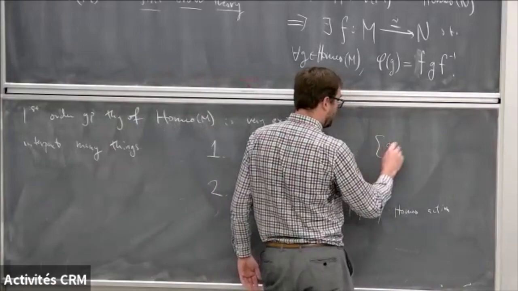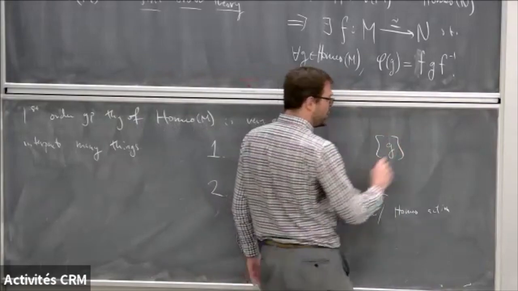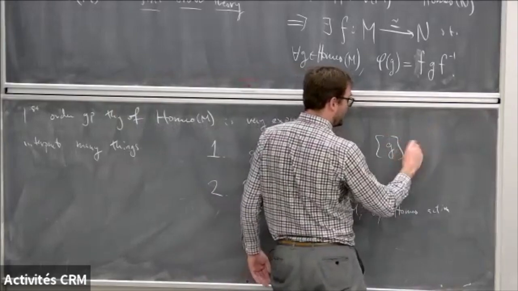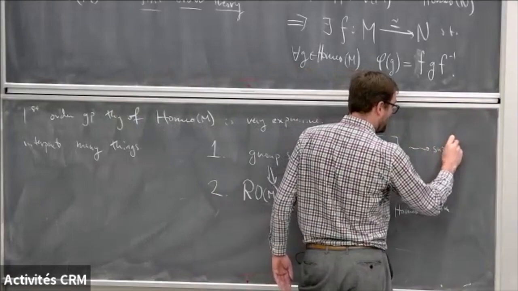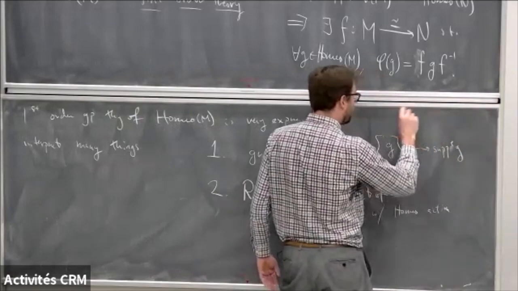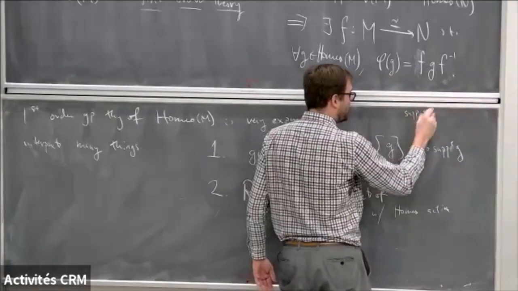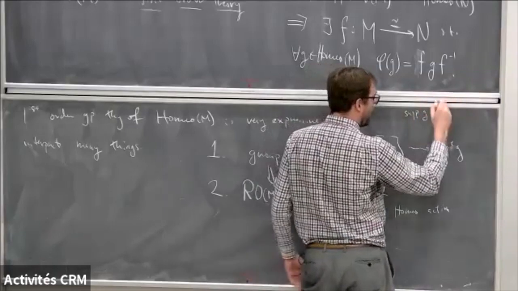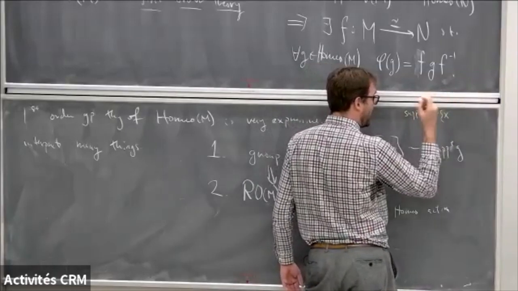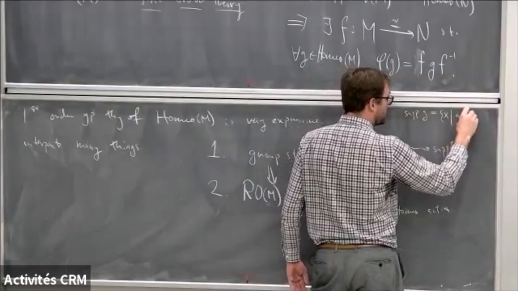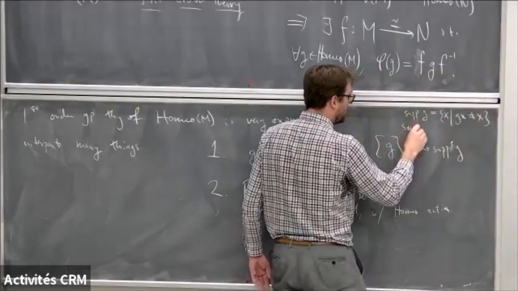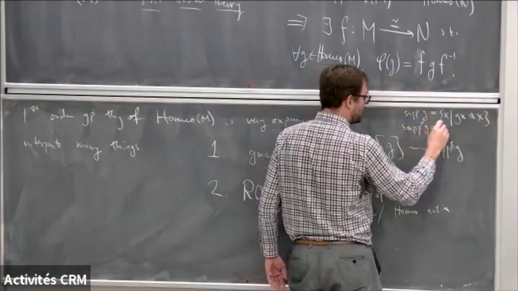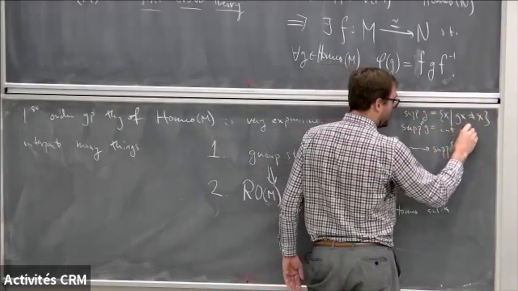You take the equivalence class of G, some homeomorphism G, and we write the extended support of G. So the support of G is what we call the open support. This is just the x such that Gx is not equal to x, and then the extended support of G is the interior of the closure of the support.